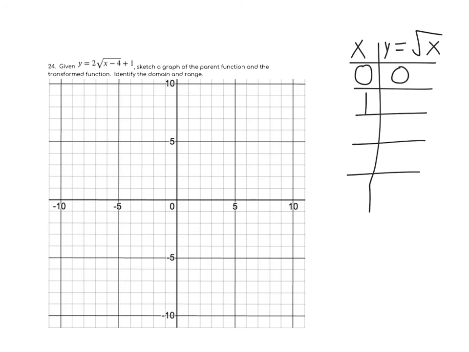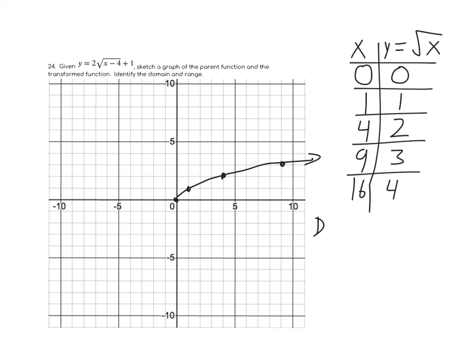I'm going to use 1. The square root of 1 is 1. I'm going to use 2, no, 3, no, 4. Square root of 4 is 2, and then nothing works up until 9. I could also do 16, but we're going to see that we run out of room on our graph very quickly. So the mother function here is going to be 0, 1, 2 is going to come from 4, and then 3 is going to come from 9. A nice curve like this.